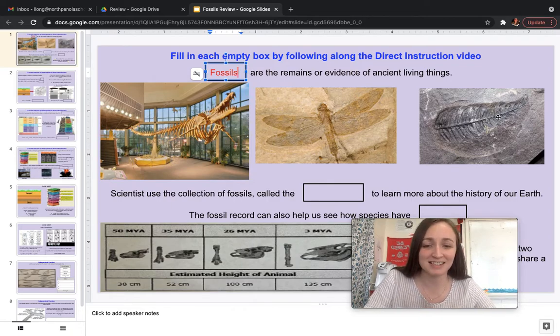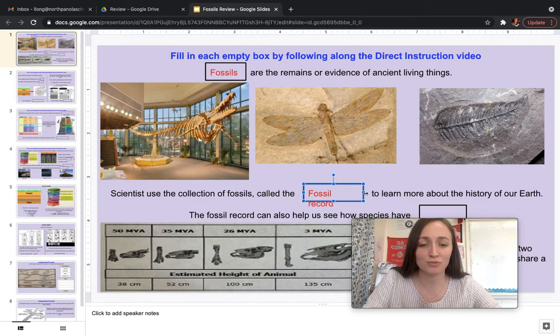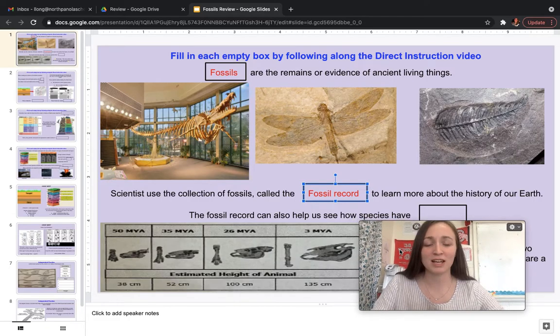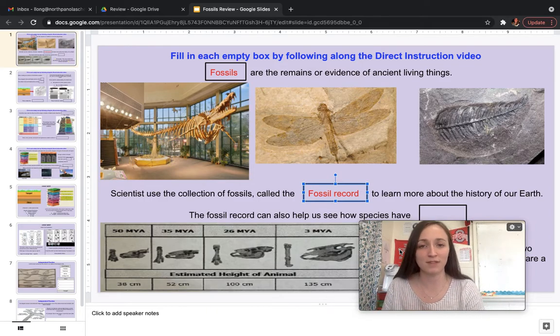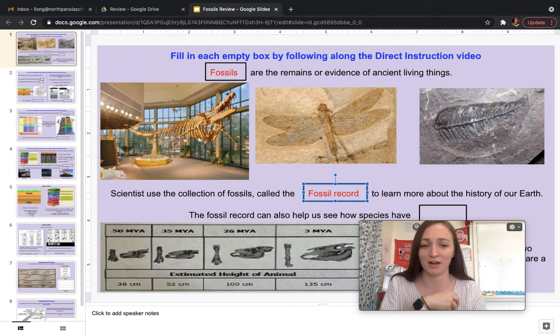Now, scientists who specifically study fossils have a giant, massive collection of fossils that they use to study, and we call that the fossil record, the record of fossils. That's pretty easy. So with the fossil record, scientists can look at it to study more about what the earth looked like millions of years ago. Because if we have evidence of what lived there, we know what the environment may have looked like. We know what might have been going on on the earth at that period of time.